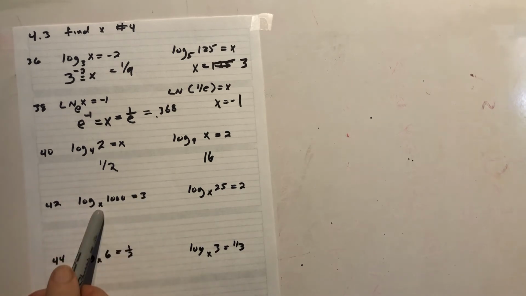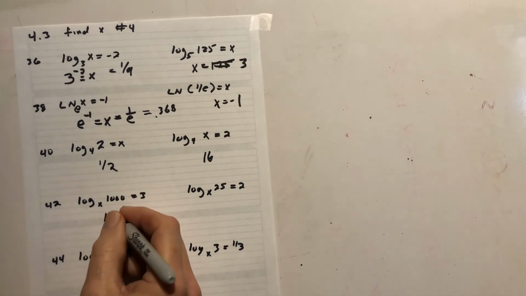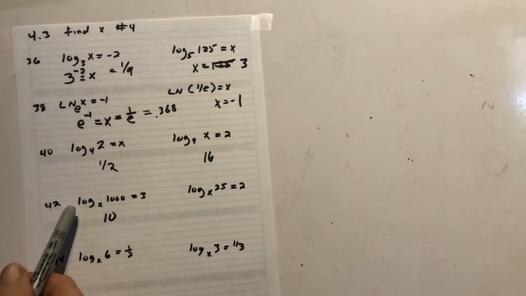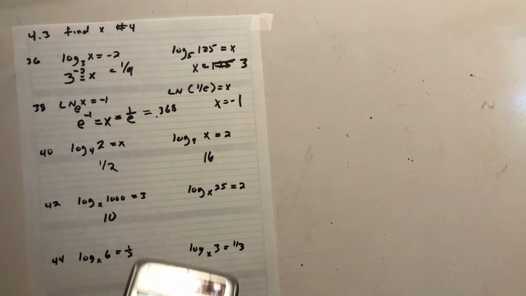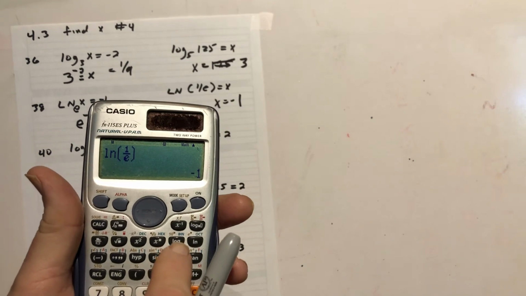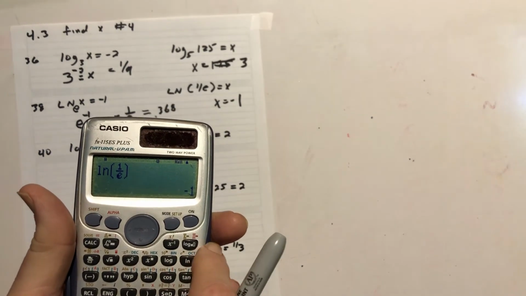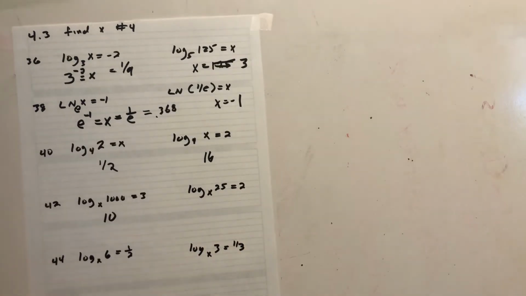We need 3 of something to get 1,000. How about 5? No, 5 times 5 times 5 is 125. Well, they're all zeros. So it's going to be 10. How would I check it? I would go log base 10 of 1,000 equals 3. Now, when it's base 10, you can actually use this button, the LOG, that's for base 10. Or you could use this one and put a 10 in the little box there. You save one keystroke by using this one, so it doesn't matter.